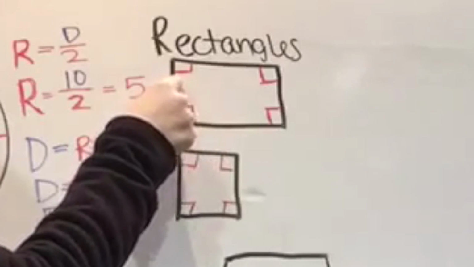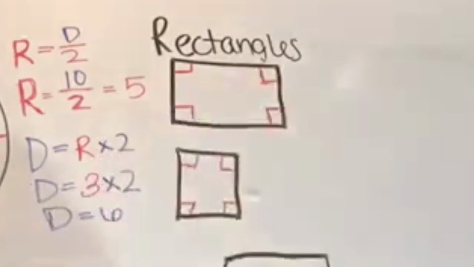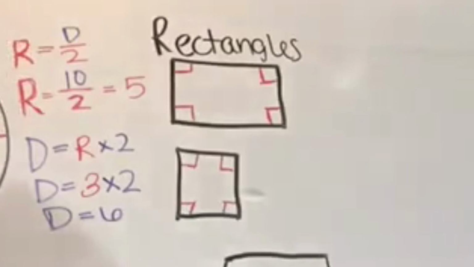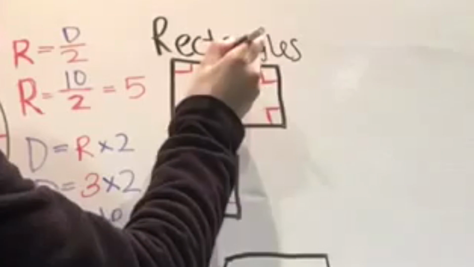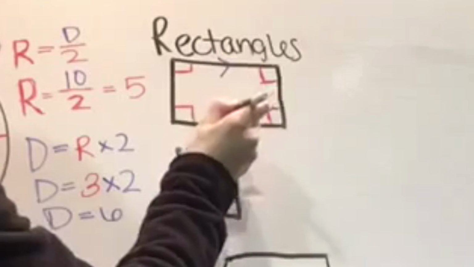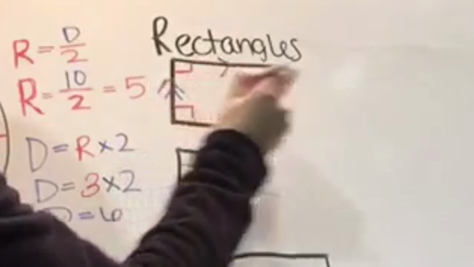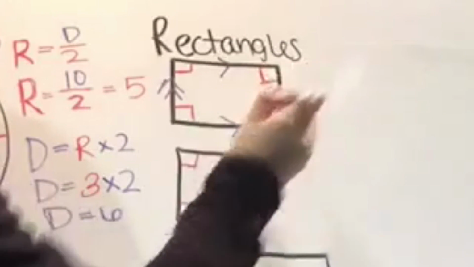You can see that a rectangle has 4 90-degree angles, or 4 right angles. It also has 2 sets of parallel sides. So here is one set of parallel sides, and here is the second set of parallel sides.